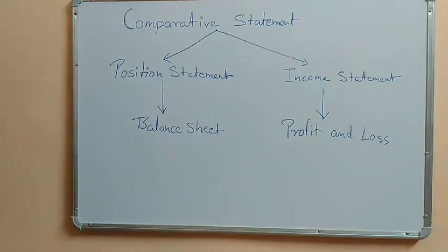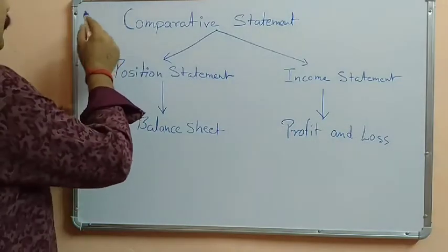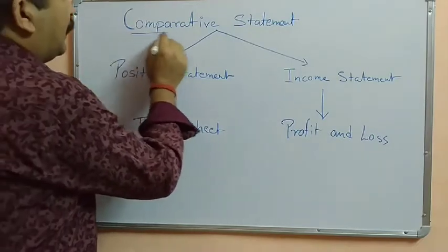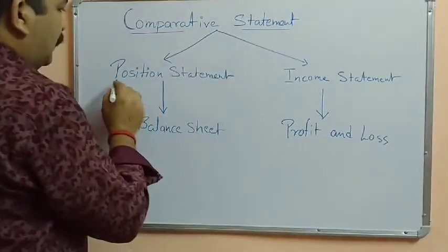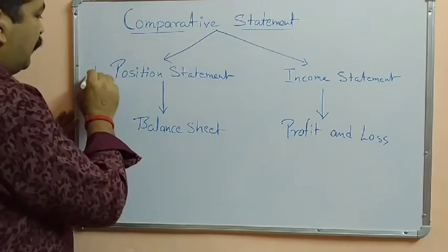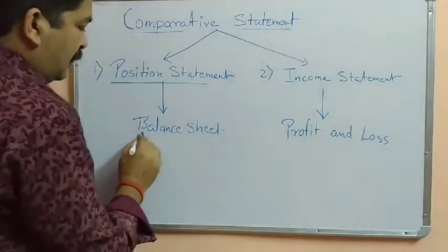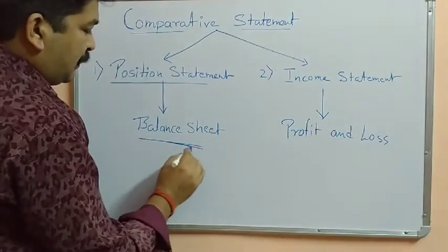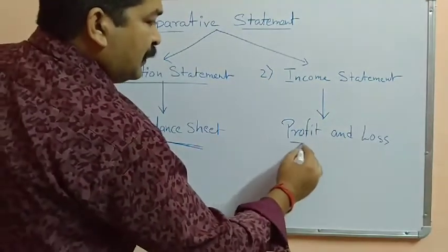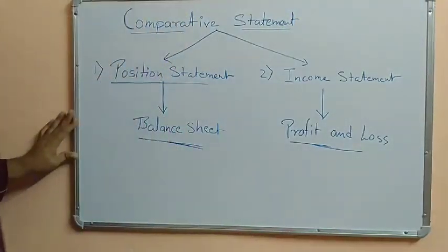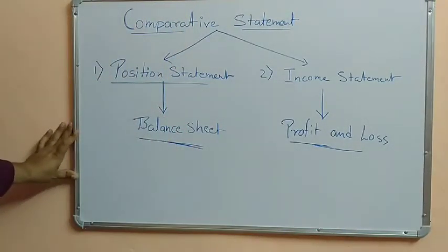So today we are going to start the chapter comparative statement, which includes two types of statement. Number one is position statement and number two is income statement. Position statement includes balance sheet and income statement includes profit and loss. Comparative statement, what does it mean?